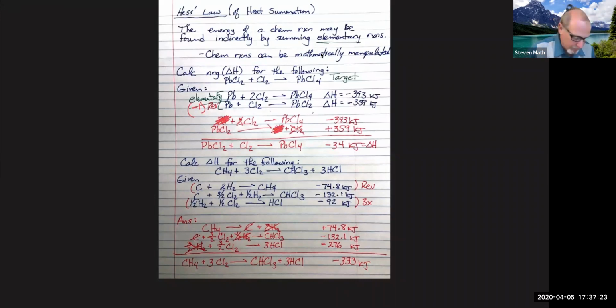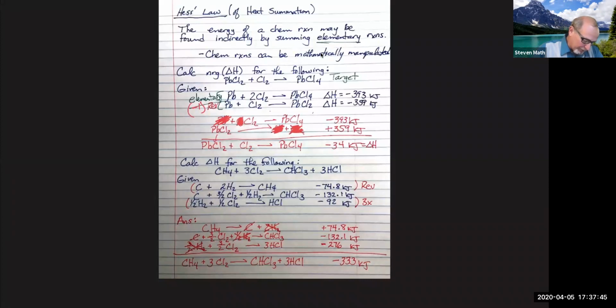So it's gone. And now this Cl2 is gone. And instead of having 2 Cl2s over here, now I only have 1. And it's called Hess's law of heat summation. So that when I add the reactions together, I should get the target.